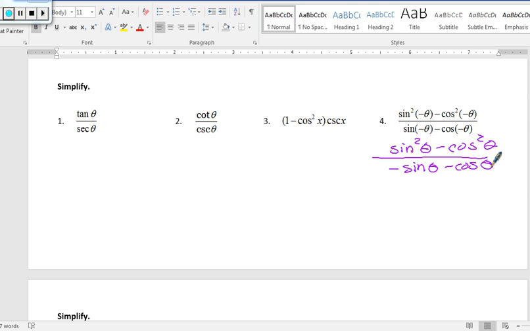So I'm looking at this, I see squares, so I'm thinking it's somewhere in my Pythagorean identities maybe, but that should have been a plus if it was the identity, and it's not. This is factorable though. It is going to factor into sine theta plus cosine theta times sine theta minus cosine theta. And on the bottom I could factor out a negative from these guys here.